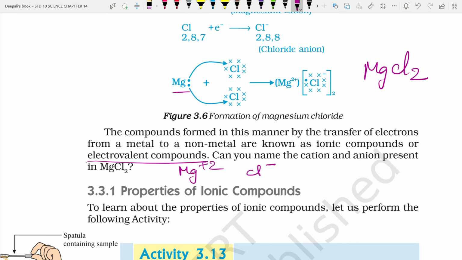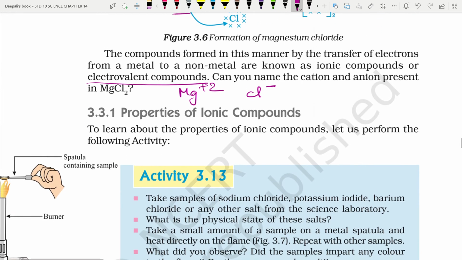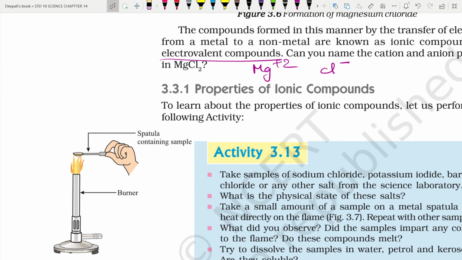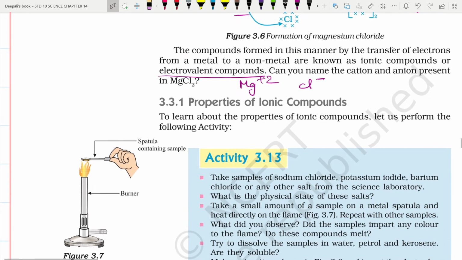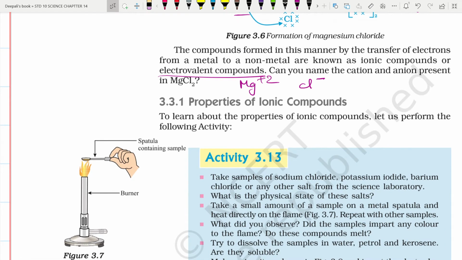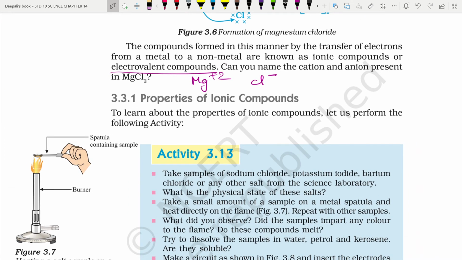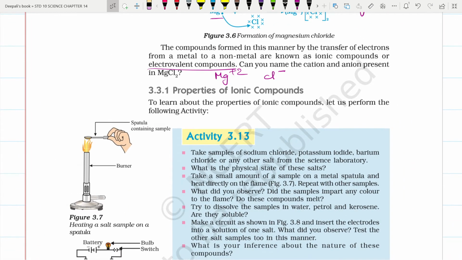Now let us see the properties of ionic compounds based on this characteristic. To learn about the properties of ionic compounds, let us perform the following activity. Take a sample of sodium chloride, potassium iodide, barium chloride or other salts from the science laboratory. What is the physical state of these salts? They are generally crystalline solids.